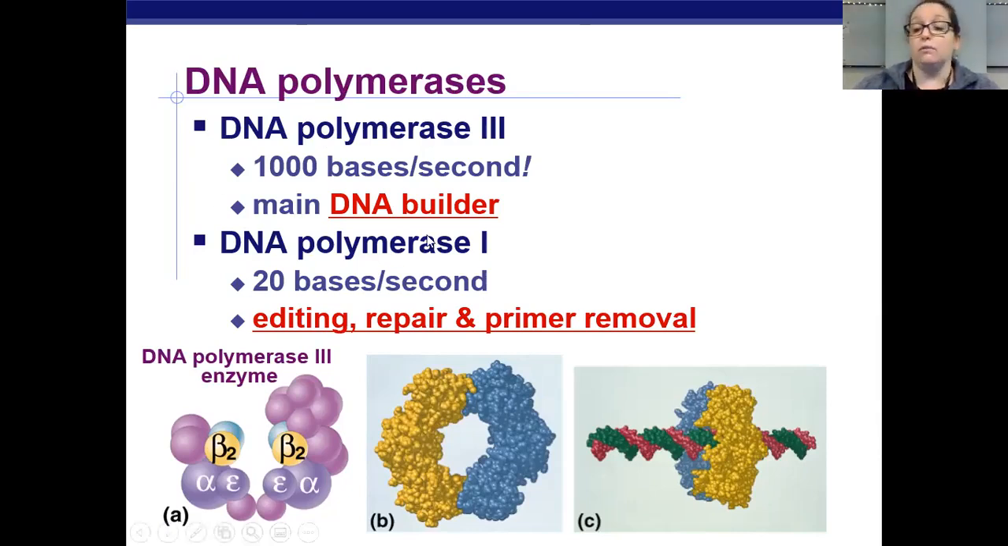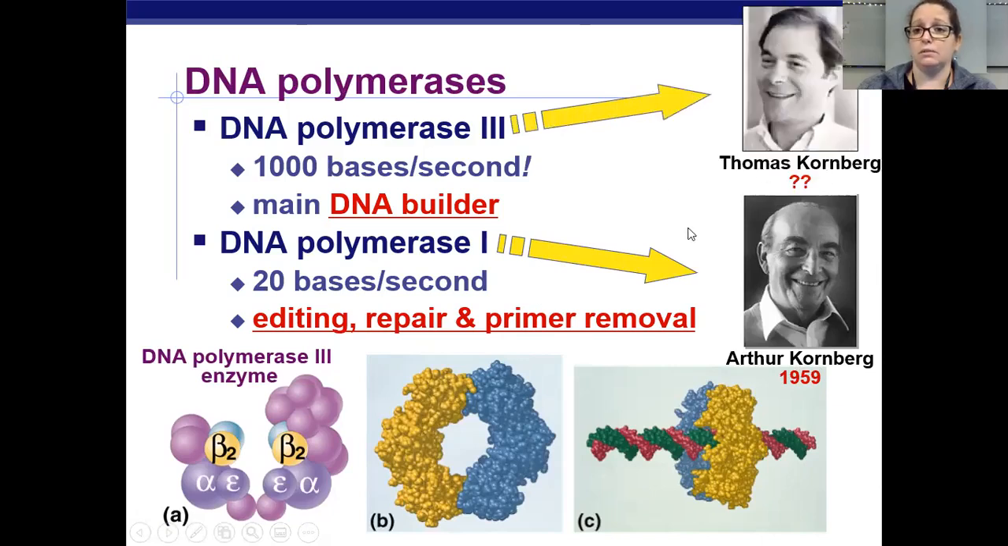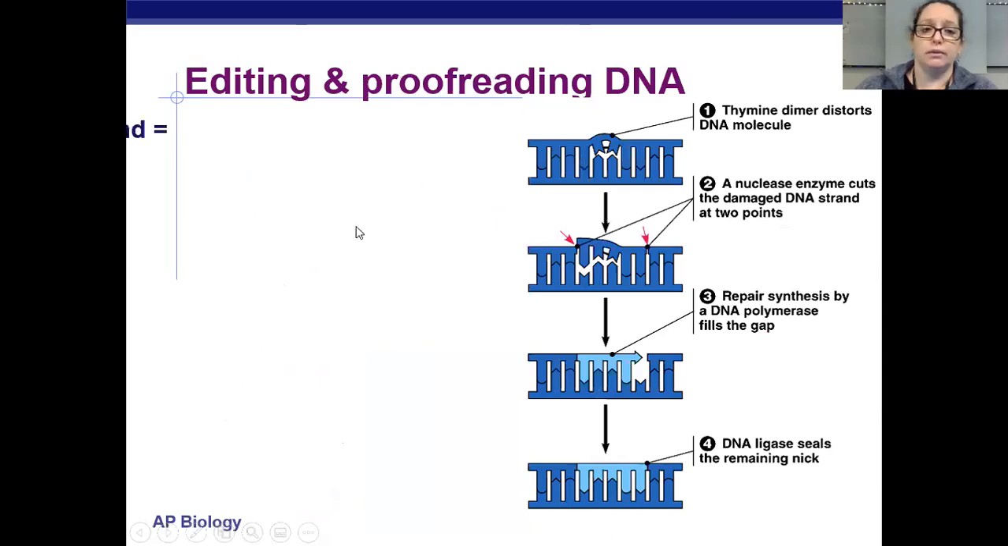And that is DNA polymerase 1. And he goes much slower. He does 20 bases per second, and he edits and repairs DNA polymerase 3's base pairing and primer removal. We've already seen that. Good. And Arthur Kornberg is who discovered DNA polymerase 1. And Thomas Kornberg, who's not dead yet, discovered DNA polymerase 3.